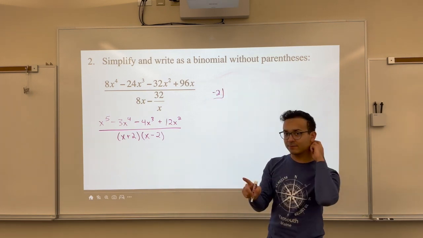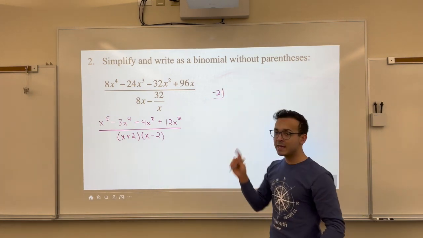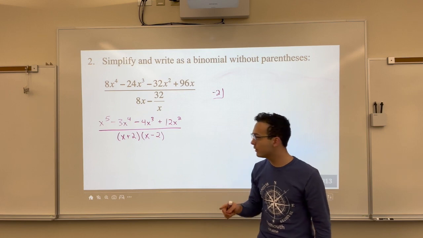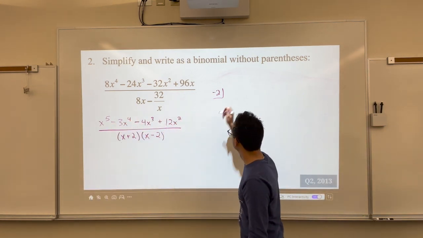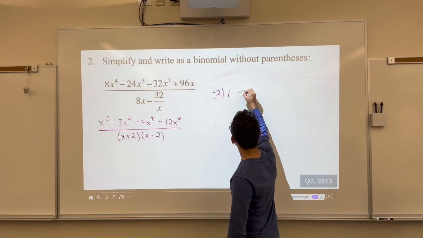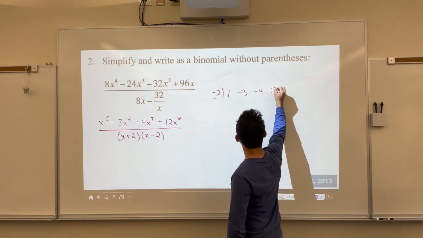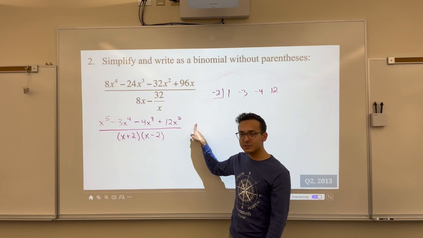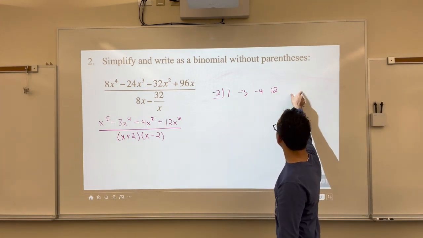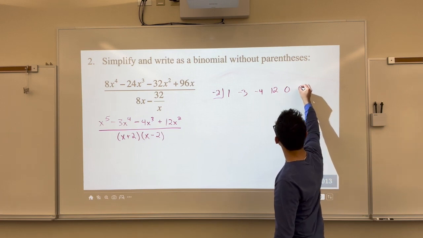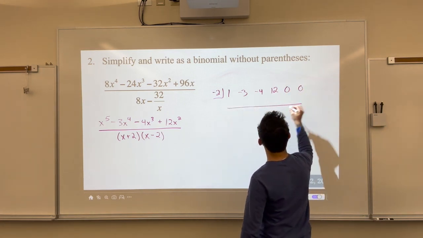And we've got to be careful that we include all of the coefficients, including the ones that are not visible. So of course we have 1, -3, -4, and 12. So I'm going to do 1, -3, -4, and +12. But then we also have an x term and a constant term that are just not there. So we need to remember to include them as zeros. 0, 0. So now let's do our synthetic division.